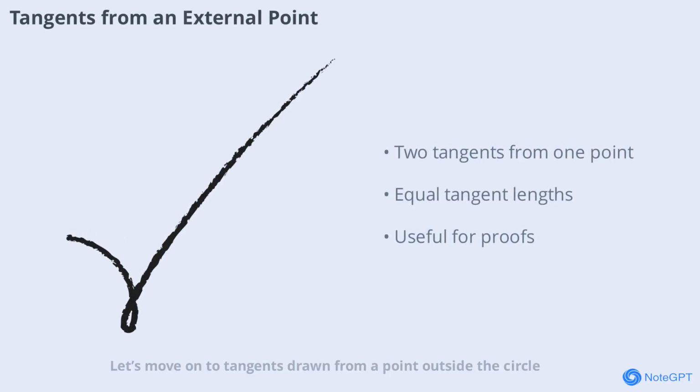Let's move on to tangents drawn from a point outside the circle. From any external point, you can draw exactly two tangents to a circle. What's fascinating is that the lengths of these two tangents are always equal, no matter where the external point is located. For example, if you have a point P outside the circle, and you draw tangents PA and PB to the circle, then PA equals PB. This property is often used in geometric proofs and is a favorite in board exam questions. Recognizing and applying this equality can simplify many problems involving circles and tangents.